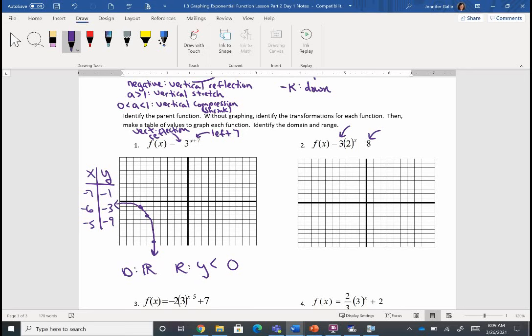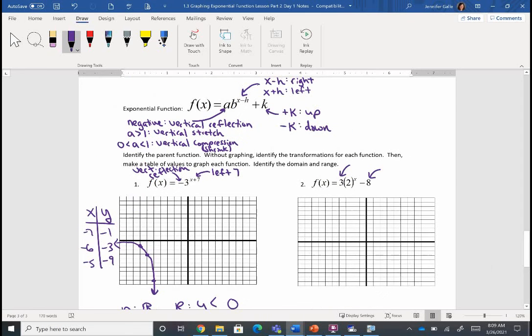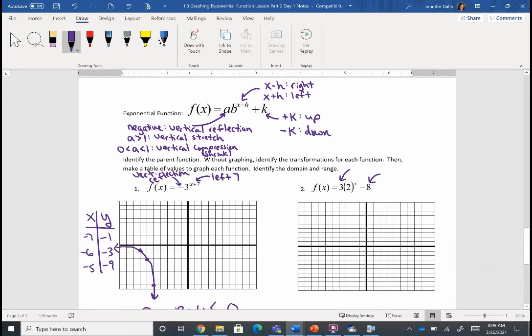All right, so let's look at the second one. Let's check your transformations. Let's see how you did. We have a 3 out front in front of our base. So as we look up at our little organizer up above, our A value is bigger than 1. It's going to make our graph go up faster. It's a vertical stretch, which means our graph is going to go up faster. It doesn't move up or down. The values in this case are just tripling, so it's going to go up faster.